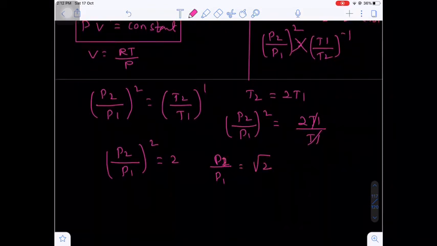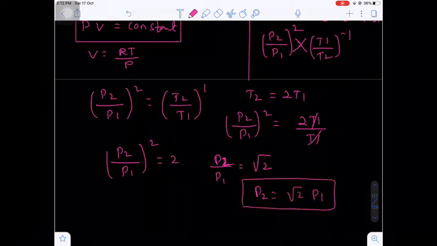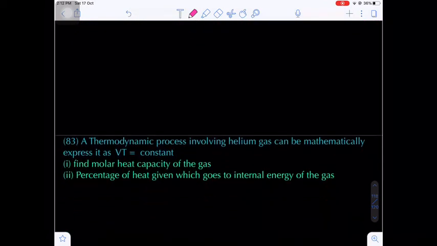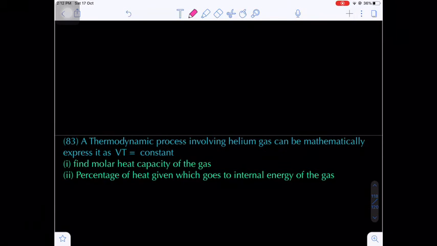So what will be the final pressure? P2 will be equal to root 2 times the initial pressure. Final pressure P2 will be equal to root 2 times the initial pressure. Are you getting my point? This will be question number 82.